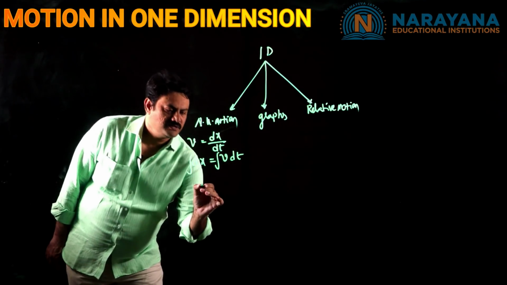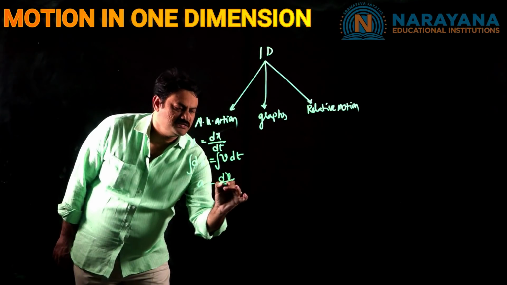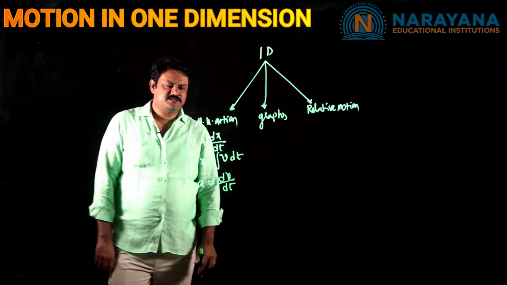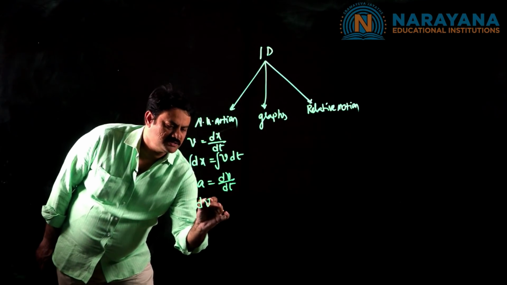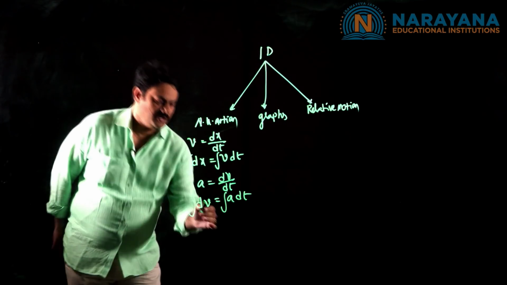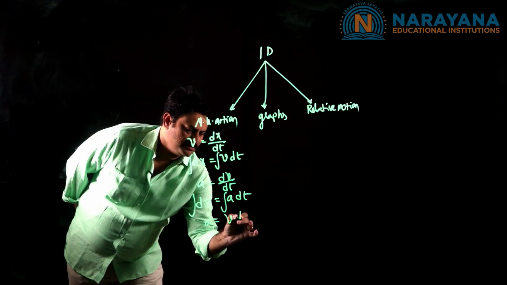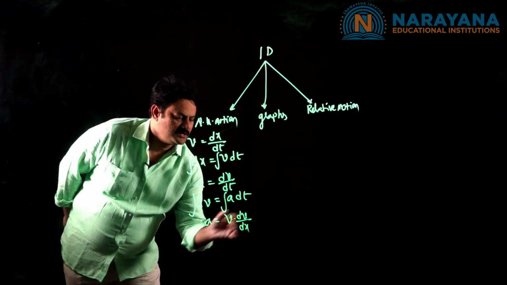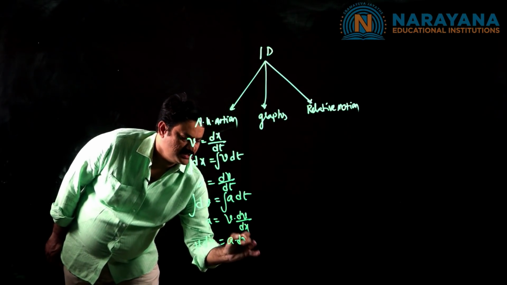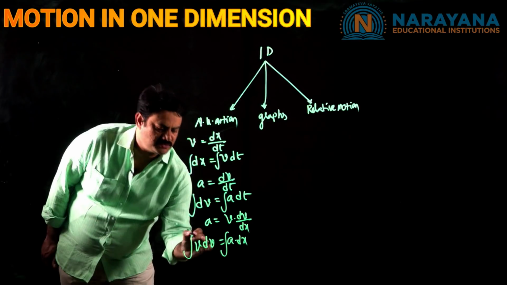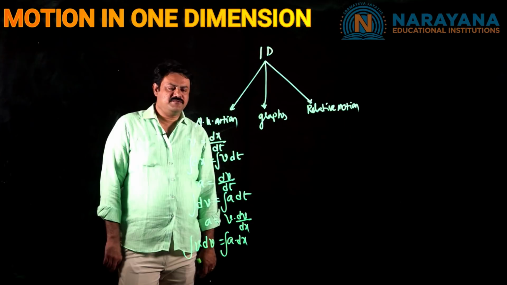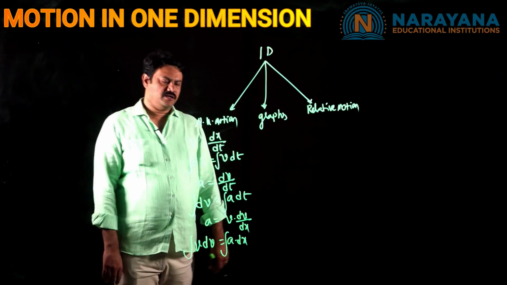And next one, a is equal to dv by dt. Suppose the acceleration of the body changes with respect to time. To calculate the velocity, dv is equal to a into dt, by taking the integration on both sides. And one more equation, a is equal to v into dv by dx. From this equation, v dv is equal to a into dx. If the acceleration varies with respect to the distance, to calculate the velocity use integral v dv is equal to integral a dx.